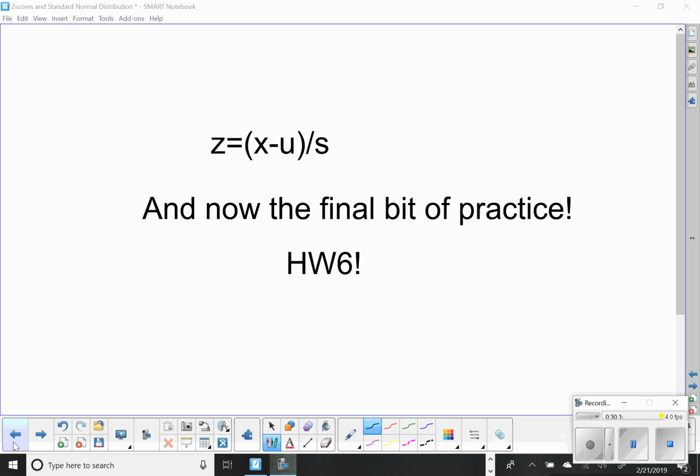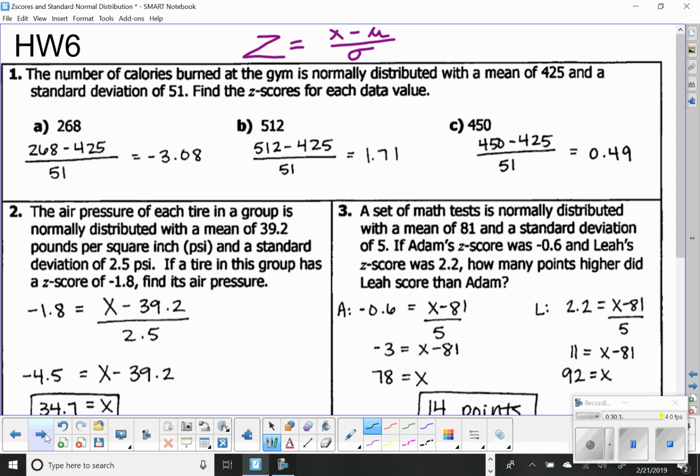Okay, you're back. Hooray! Let's check it out. Up here, z is equal to the data item minus the mean divided by the standard deviation. Were you correct? Did you get your correct answers here? Hope so.